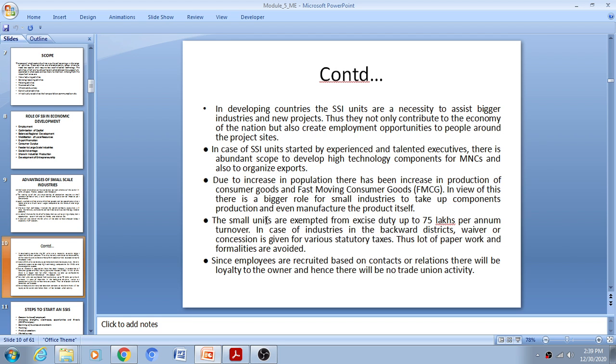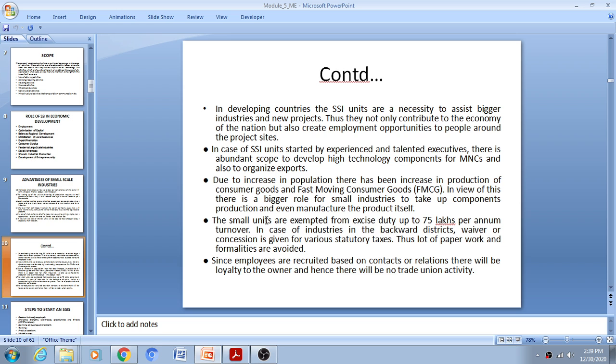The next one is in case of SSI units started by experienced and talented executives, there is abundant scope to develop high technology components for MNCs and also to organize exports. So by starting up this small scale industry, you are also contributing to the exports of the nation.